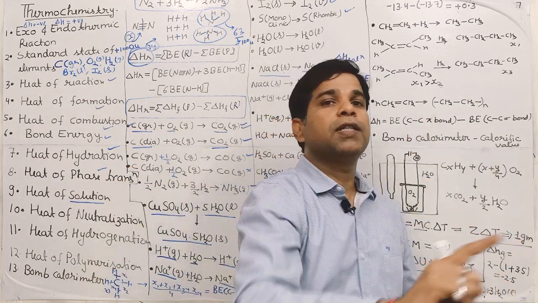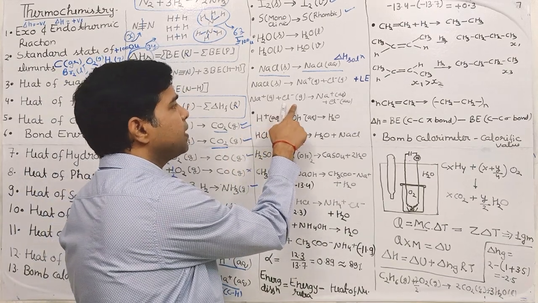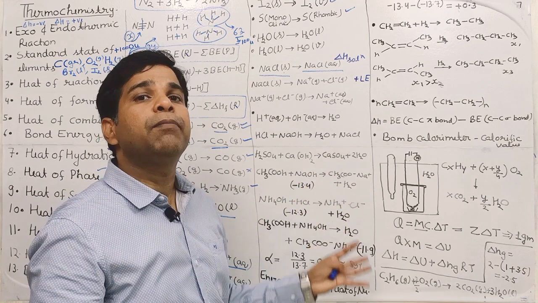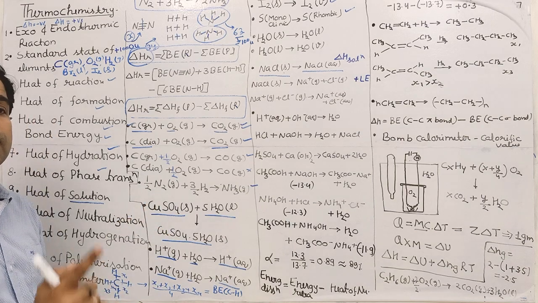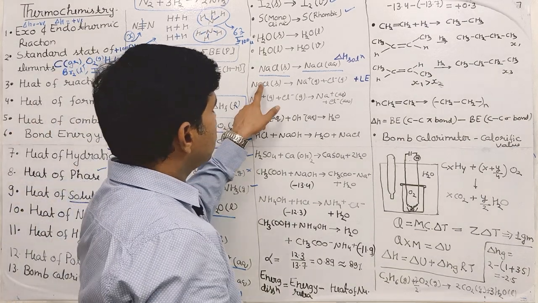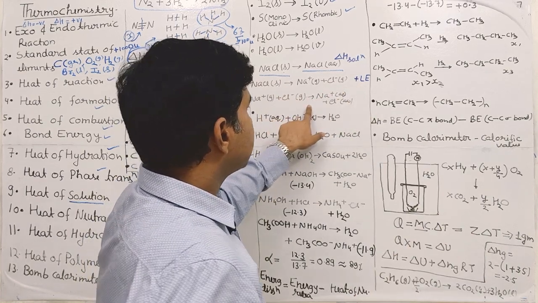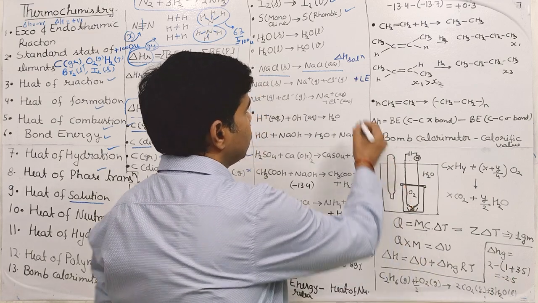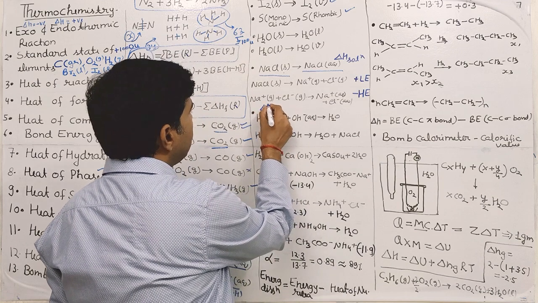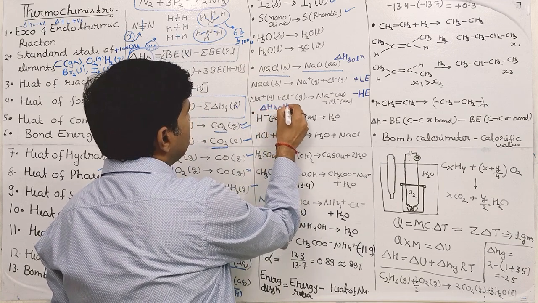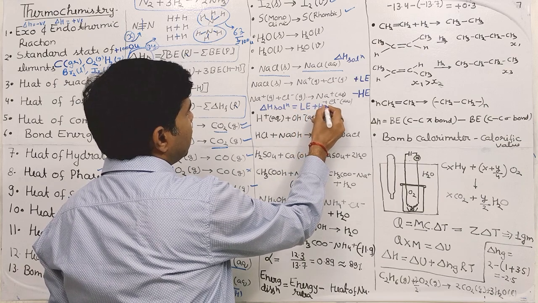In the next step, energy is released. What happens? Na+ gaseous and Cl- gaseous are surrounded by water molecules, and whenever they are surrounded by water molecules, the energy released is called the hydration energy. So in the first step we break the lattice by providing the lattice energy, and in the second step, energy is released due to hydration. Then the heat of solution is the addition of the lattice energy and hydration energy.